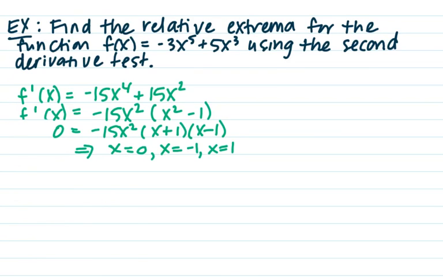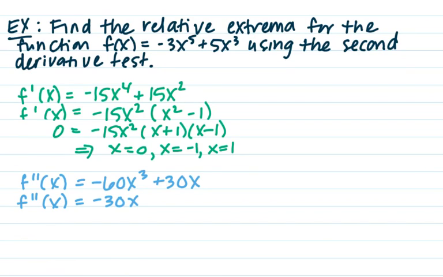Okay, so now we're going to find the second derivative. I'd just go back to the original form for that, and we're going to get negative 60x cubed plus 30x. And I'm going to go ahead and factor that as well, if possible. It should be, so negative 30x times 2x squared minus 1. Alright, good enough. So now we're going to make our little sign chart.